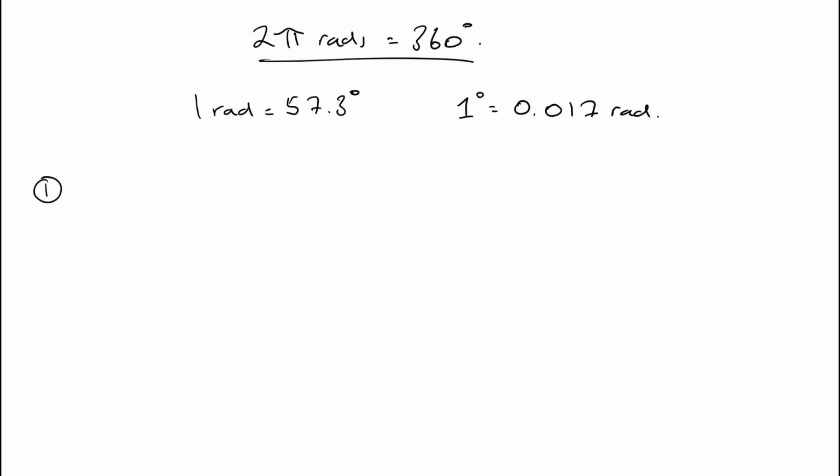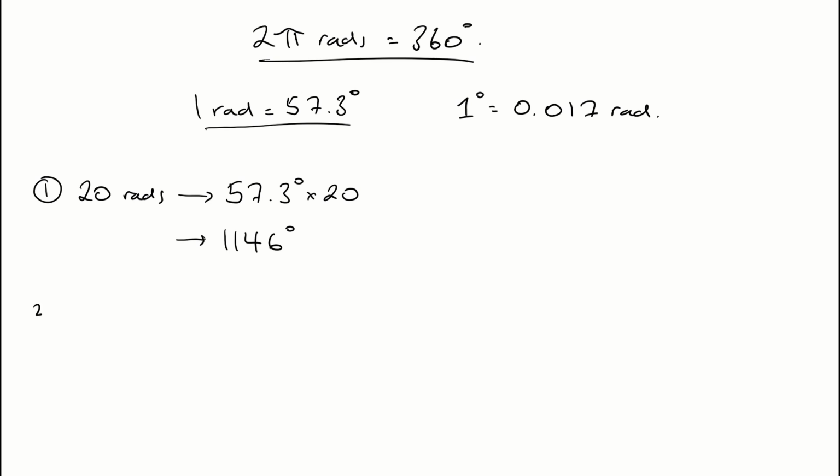So we'll start off with what is 20 radians, and trying to convert that into degrees. So 20 radians into degrees. Well, if 1 radian is equal to 57.3 degrees, then 20 radians would be 20 of those. So we need to do 57.3 degrees times by 20. And if you pop that into a calculator, you will get 1,146 degrees.